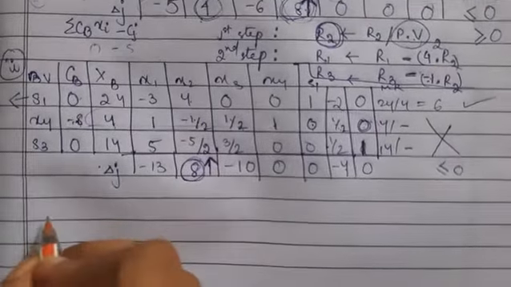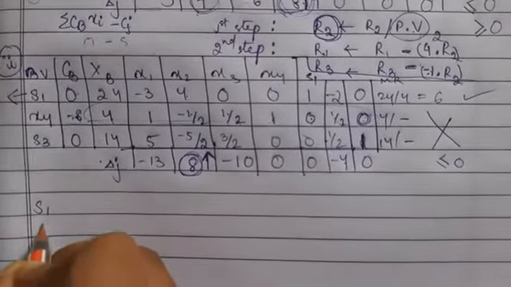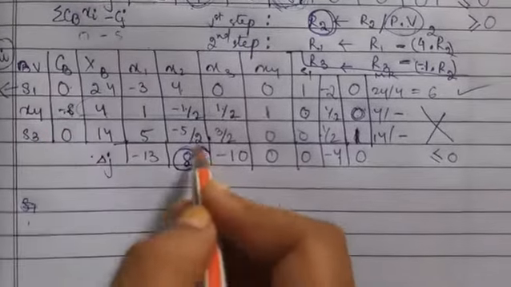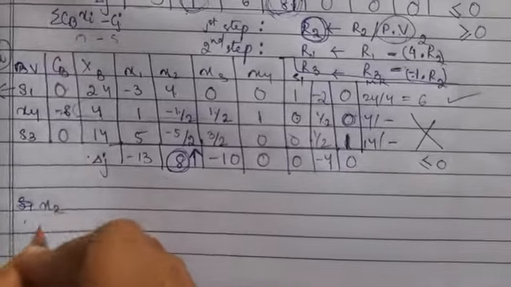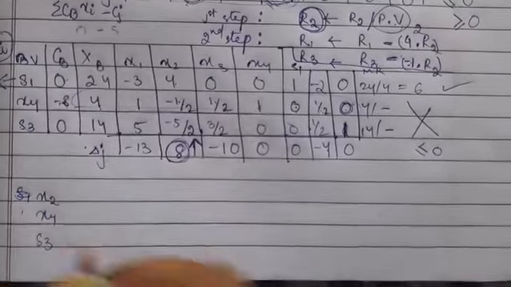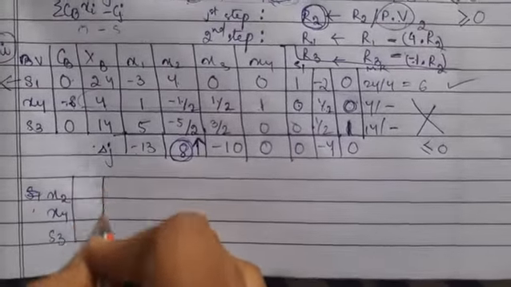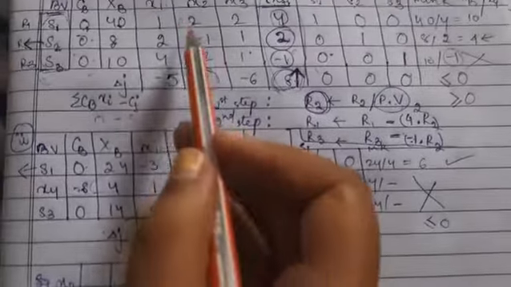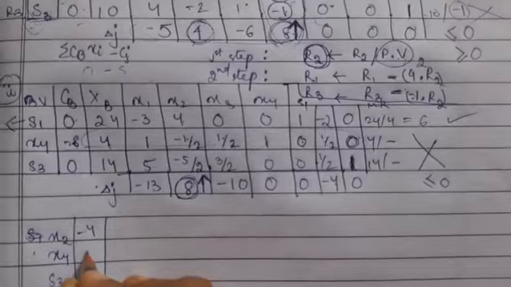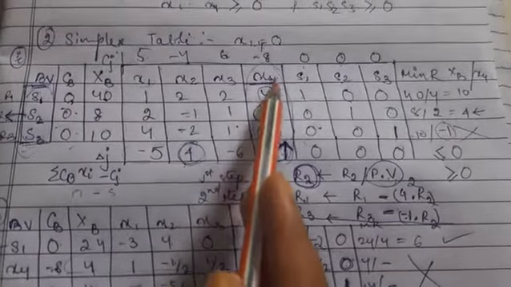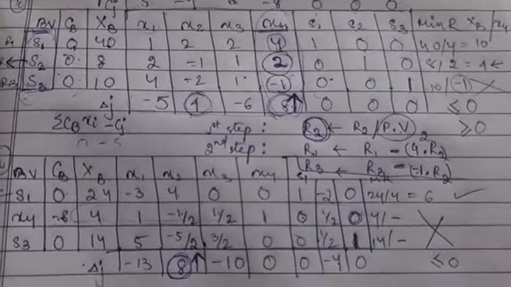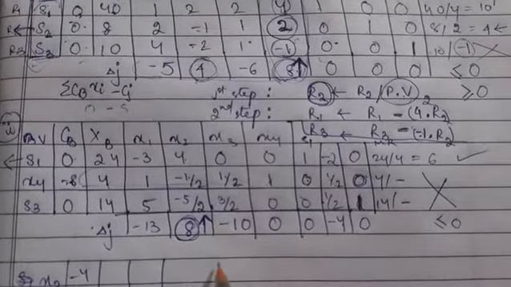So again here, instead of S1, who will enter? X2 is entering. X4 and S3 remain the same. Then X2 coefficient is minus 4. Then X4 coefficient is minus 8, and then this is 0, and the other we need to find.